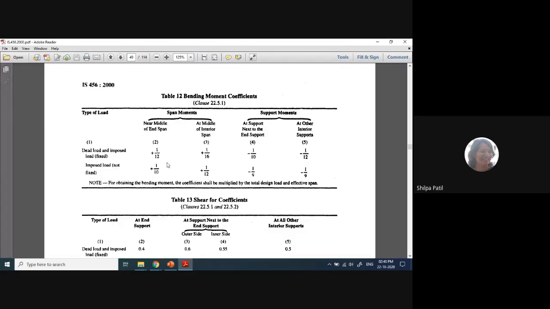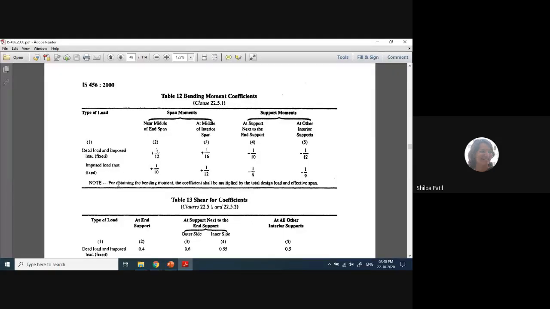Now these are the coefficients. How are these coefficients applicable? Suppose we are interested in finding the span moment. There are different spans in our given problem; we have three different spans. The first span is the end span, so this is the span moment near the middle of the end span. The coefficients are 1 by 12 for dead load and 1 by 10 for live load. To obtain the moment, these coefficients are to be multiplied by the total design load and effective span.